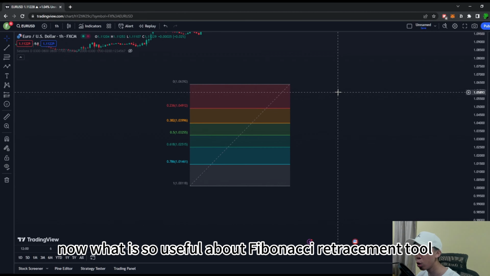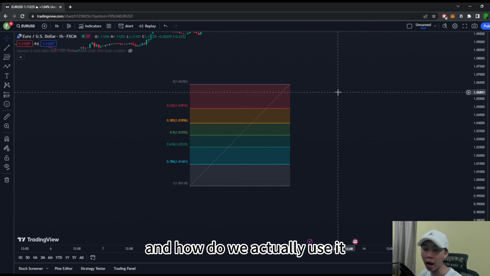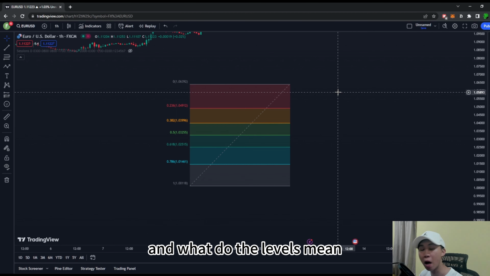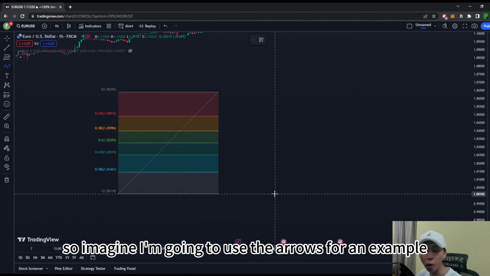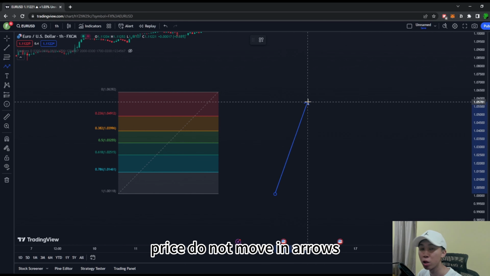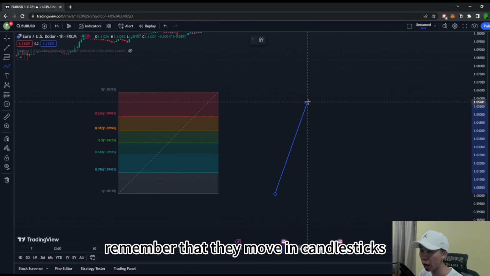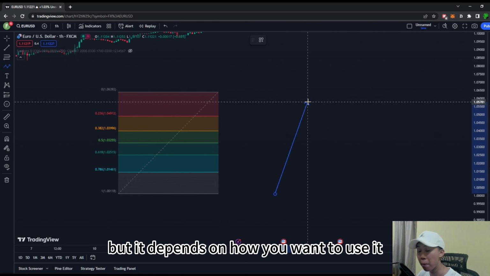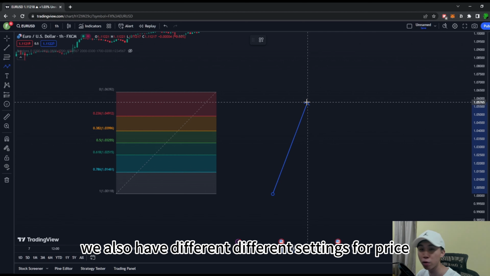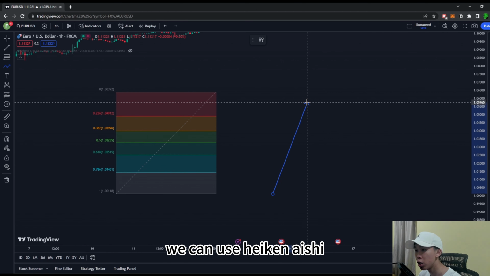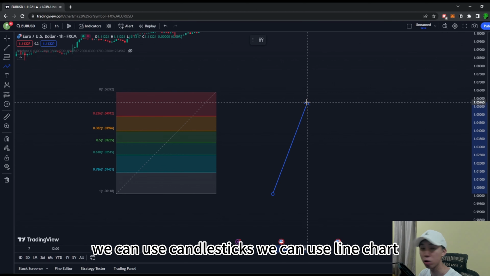Now, what is so useful about the Fibonacci retracement tool and how do we actually use it? And what do the levels mean? Imagine I'm going to use the arrows for an example. Price does not move in arrows, remember that. They move in candlesticks, but it depends on how you want to use it. We also have different settings for price. We can use Heikin-Ashi, we can use candlesticks, we can use a line chart.